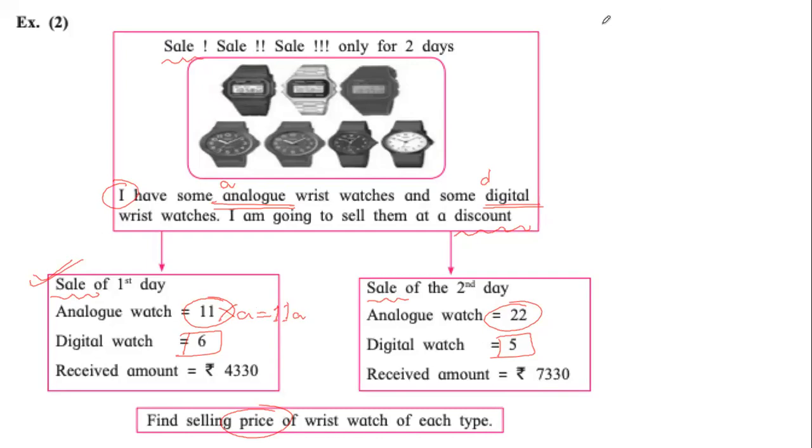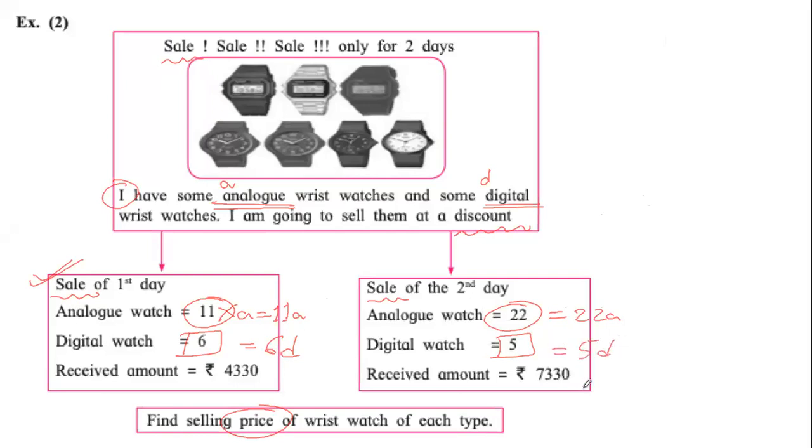Similarly, tell me the other values. The next value I want you to tell me is this one. Here, how much will it be? Digital watch, sale 1, day 1 of sale. Correct. Analog watch, day 2. Correct. Digital watches, day 2. Very good.